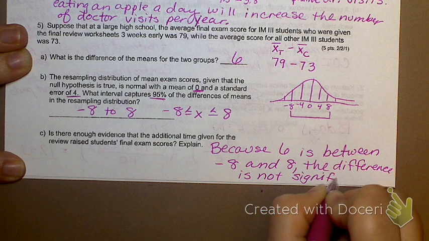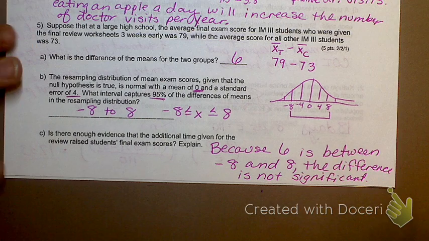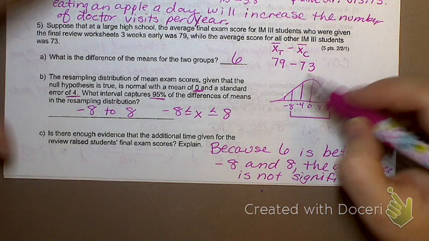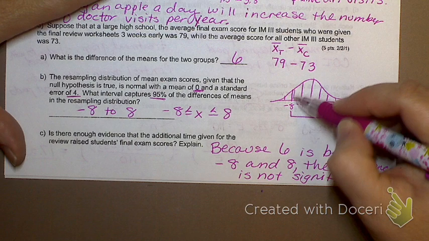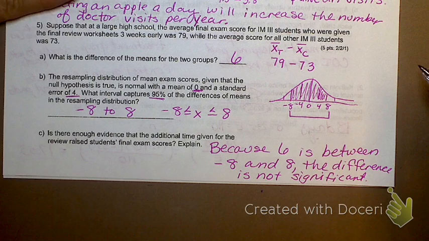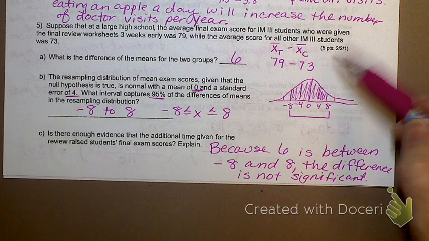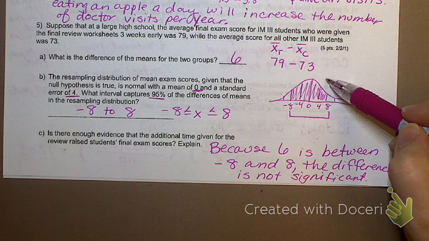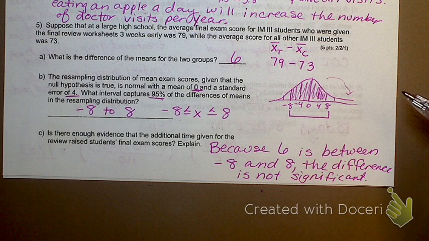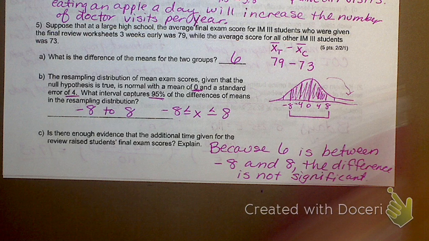So if it's in between, it's not significant? Correct. Because this is where 95% of results would end up. We would want to see if our treatment actually had an effect. We want our result to be outside of what's normal, not inside what would be expected anyways. Okay? All right, last page.